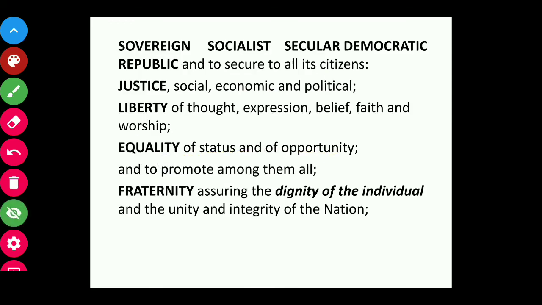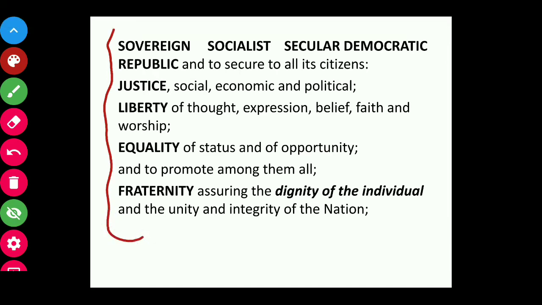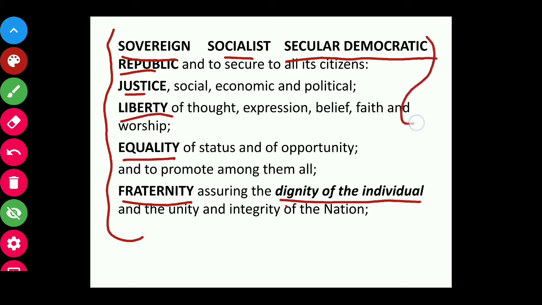So this is the preamble. Sovereign, socialist, secular, democratic, republic, justice, liberty, equality, fraternity, dignity of the individual. These are the main words included in the preamble of the Constitution.